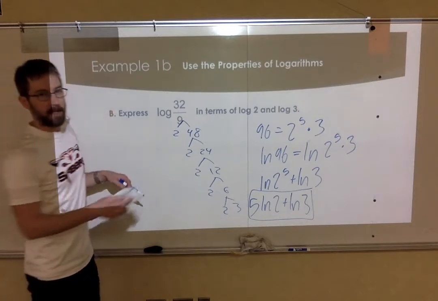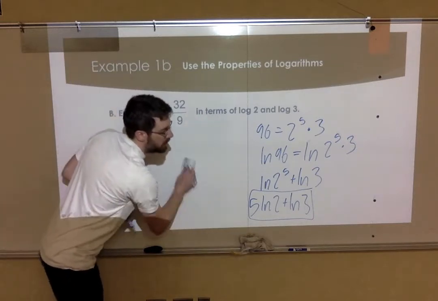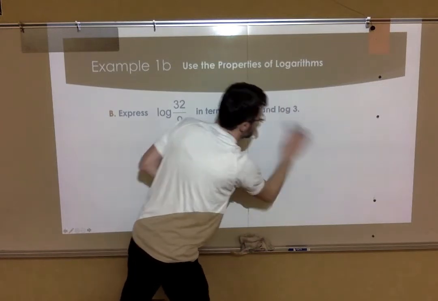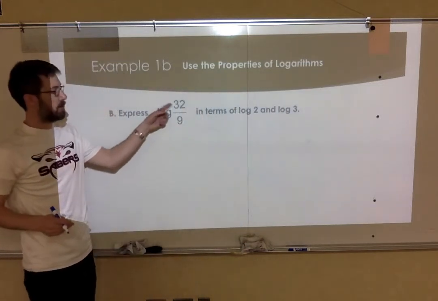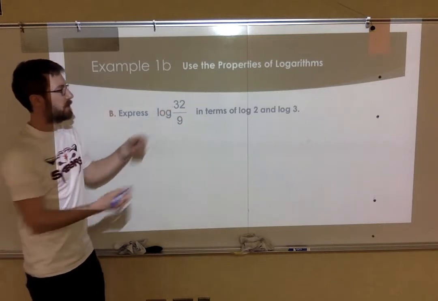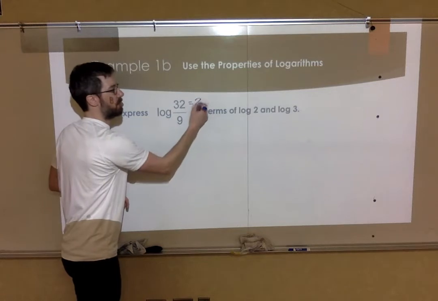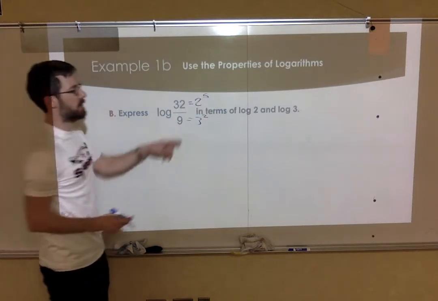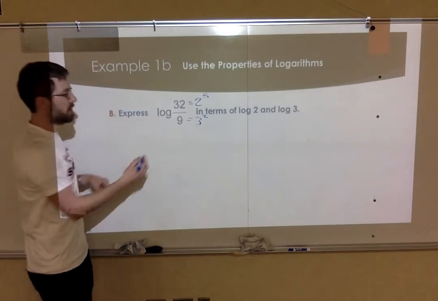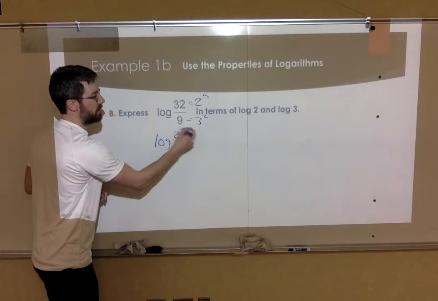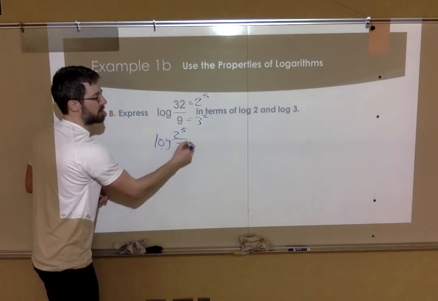You want to pause here and try this one on your own, feel free. Otherwise, we'll take a look at it. So log of 32 over 9, in terms of 2 and 3 again. 32 is equal to 2 to the 5th, and 9 is equal to 3 squared. So now I've got a base of 2 and a base of 3. That means that this is the same as log of 2 to the 5th over 3 squared.